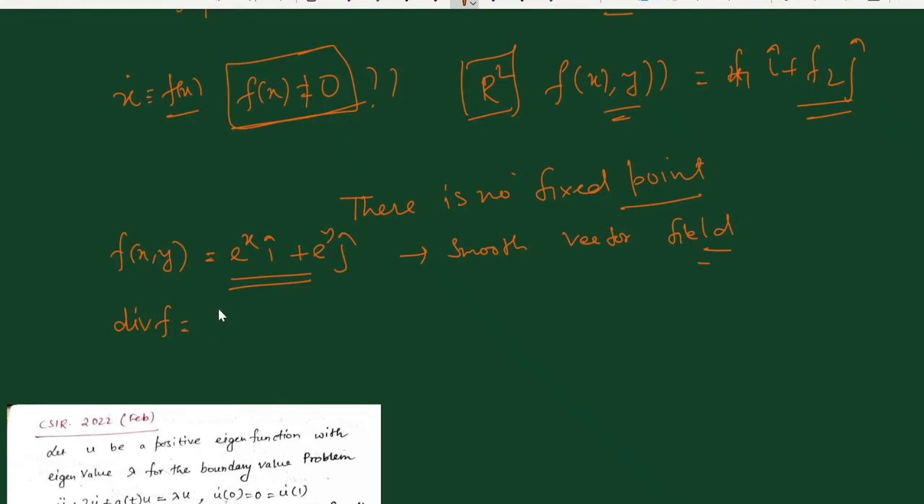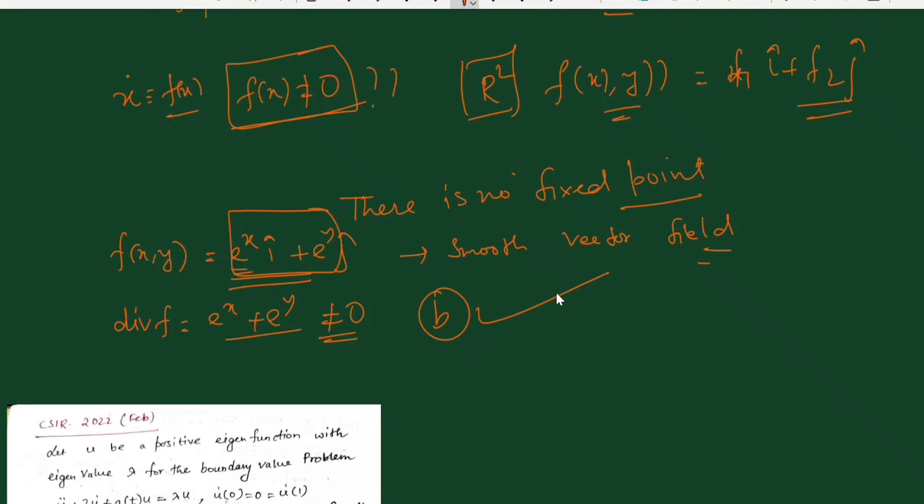See, divergence of f means del x of this, that means exponential x, and del y of this means exponential y. This is never 0. Okay, so this is never 0, that means this is a smooth vector field. And see, if we take this example, then the remaining options are clear cut. This is not a periodic function, that means there are no periodic solutions. This is clearly option B true.